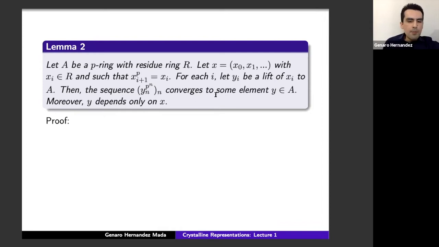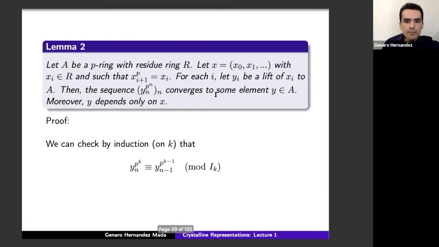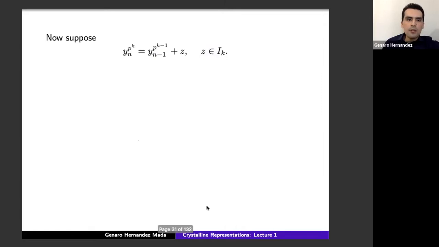So I have here the proof. Let me just sketch it. I will not go into too much detail because this is just a technical lemma. So what we do is that we check by induction on k that we have this condition: y_n to the power p^k minus y_{n-1} to the power p^{k-1} is in the ideal I_k.